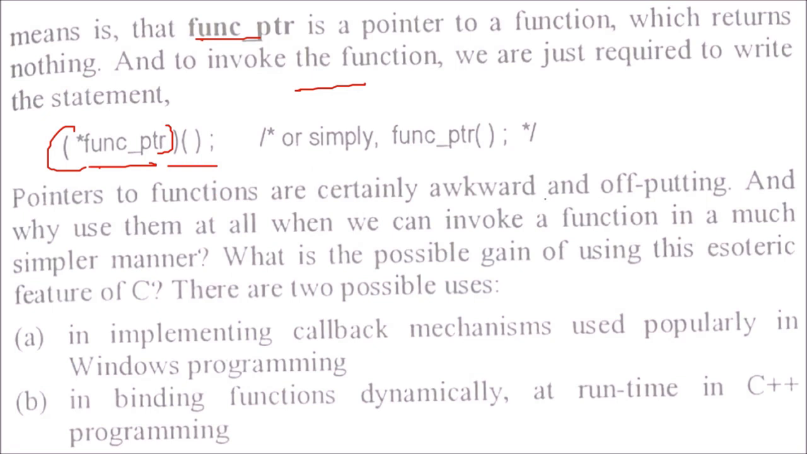So pointers to functions, you can see, are somewhat difficult to understand. So why do we use them? When we can invoke the functions in a simple manner, what is the possible gain of using this esoteric feature of C? Essentially, there are two possible uses. First of all, if you want to implement the callback mechanism used properly and popularly in Windows programming, or you want to bind the functions dynamically, say at runtime, in C++ programming.